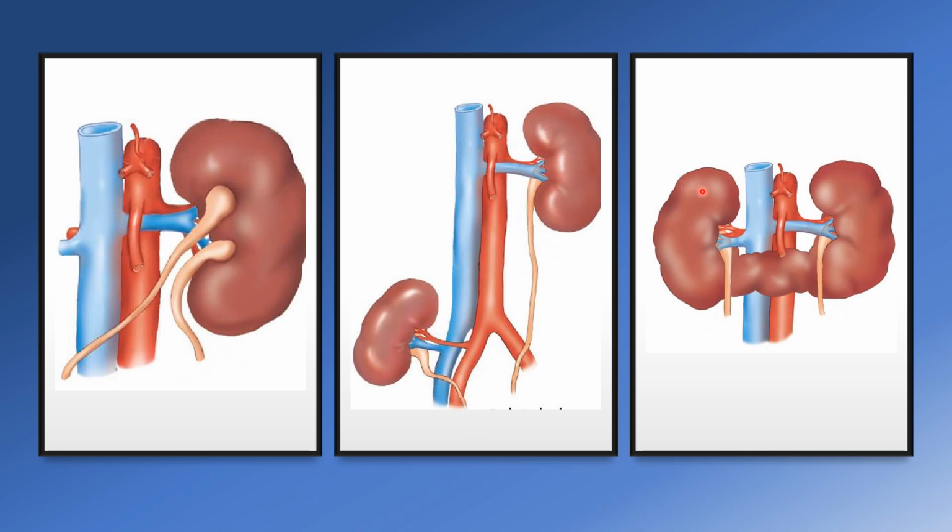And here is our horseshoe-shaped kidney. Now, when this happens, those renal vessels tend to be lower than you would typically expect to find them, but not as low as you would see them with an ectopic.